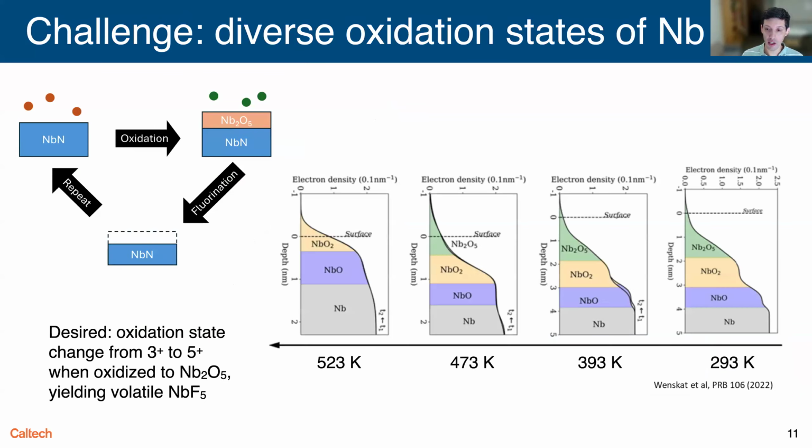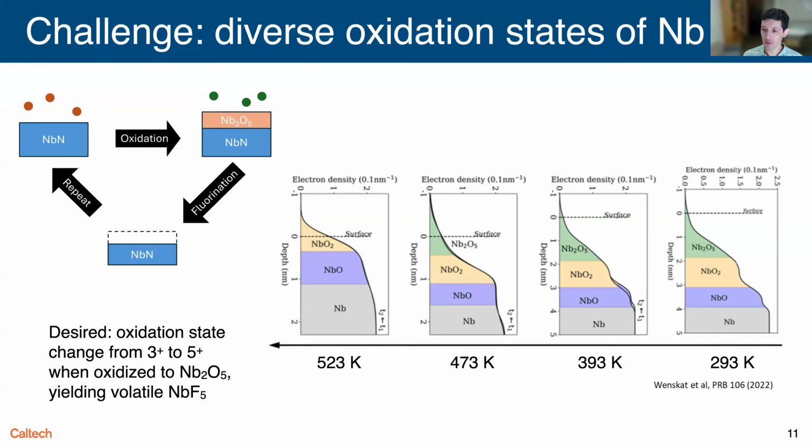It's been actually studied in the superconducting community. What are the various oxides that are formed on the surface of a niobium film? And this is a bit of a complicated plot, but you can only focus on a few things to make it easier. Just look at the green region in each of the plots, starting from the right.